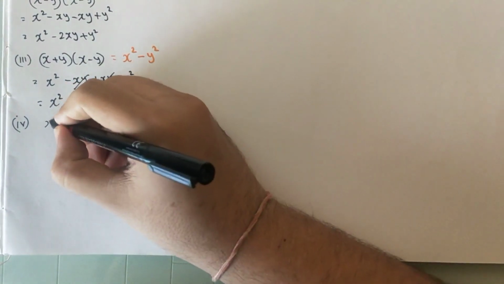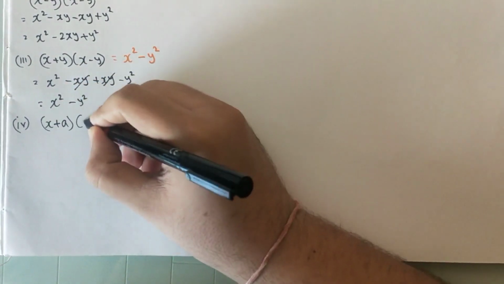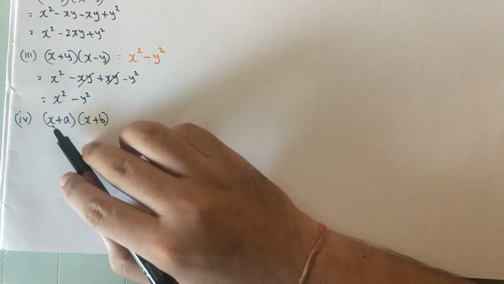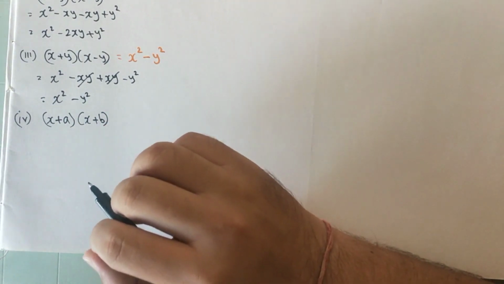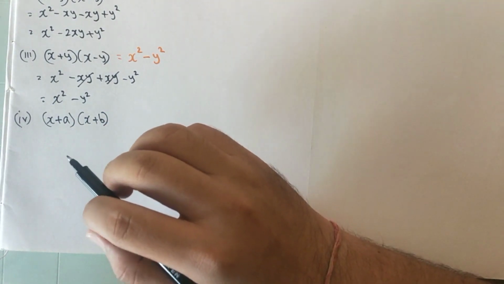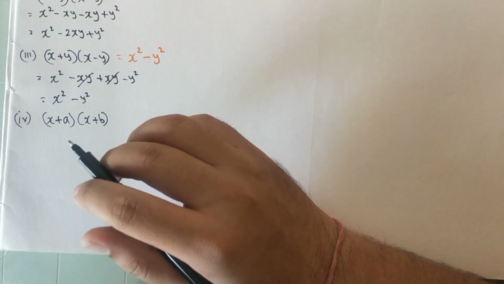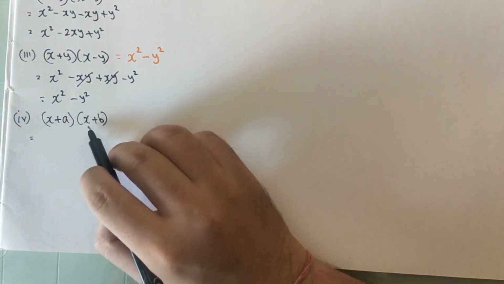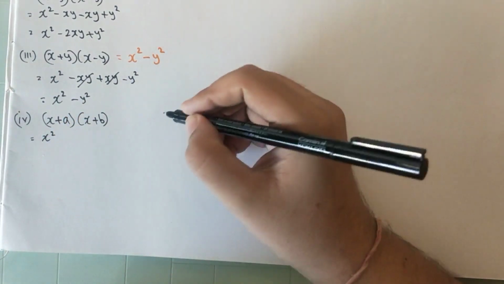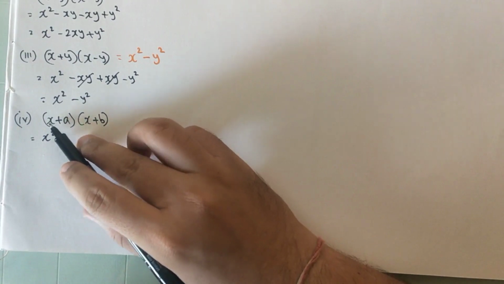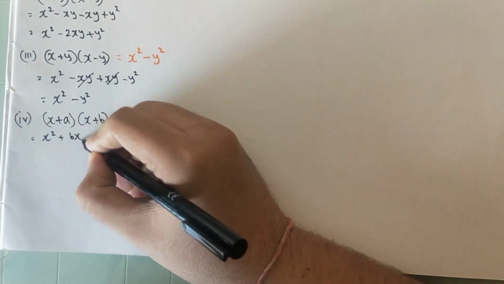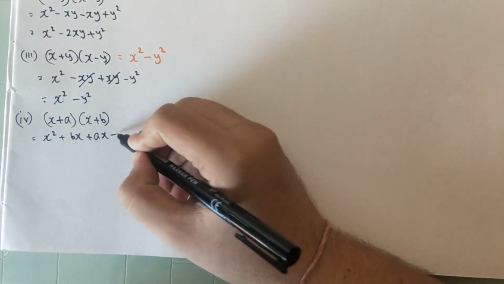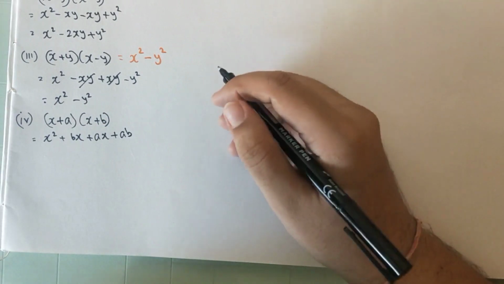Now let us proceed towards the fourth identity. What if there are two brackets, x plus a, x plus b? In both the brackets, the first term is the same, but the second term is different. Let us multiply. First term with the first term, that is x into x is x square. First term with the second term, that is bx. Second term with the first term, that is ax. And second term with the second term, that is ab.